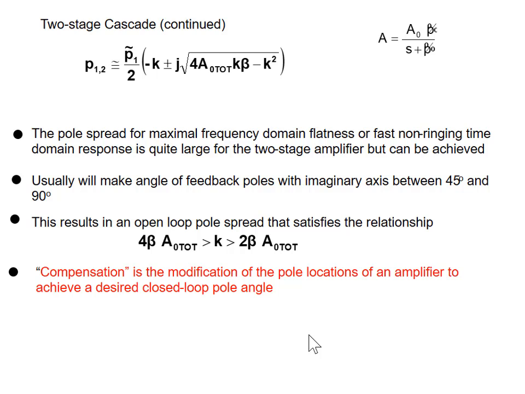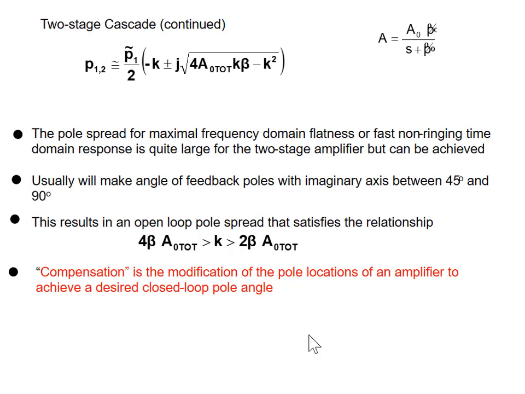So if I put those two conditions together, I want the pole to be somewhere between 45 and 90 degrees then. That's equivalent to saying that K has to be bigger than 2 beta A naught and less than 4 beta A naught. Well, this could get bigger, but then our energy efficiency gets bad, right? So these are the conditions we usually set up for designing an amplifier. We put the pole ratio to satisfy this equation.